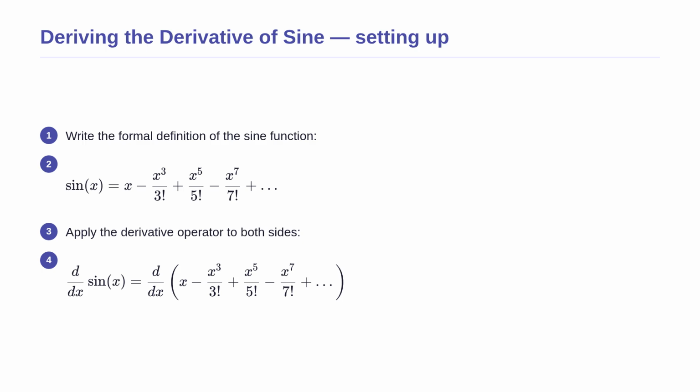Now that we have used these formulas for calculations, let us prove a fundamental property of calculus, the derivative of the sine function. Instead of using complicated geometric limits, we will prove this purely by differentiating the power series term by term. We begin by writing out the formal definition of the sine function as an infinite sum. Next, we apply the derivative operator to both sides. A powerful theorem allows us to pass the derivative inside the infinite sum, treating it just like a very long, ordinary polynomial. This sets up our differentiation.